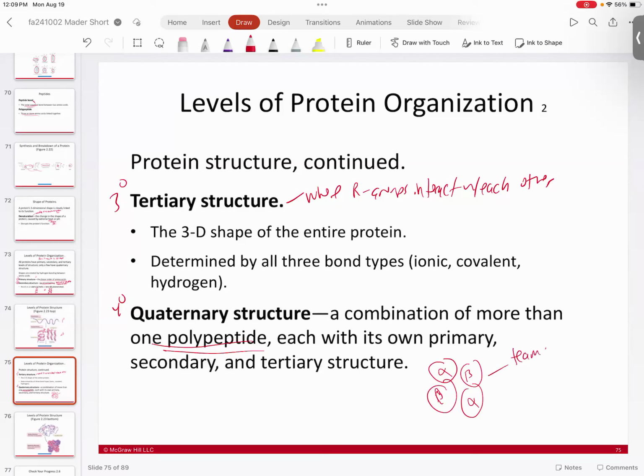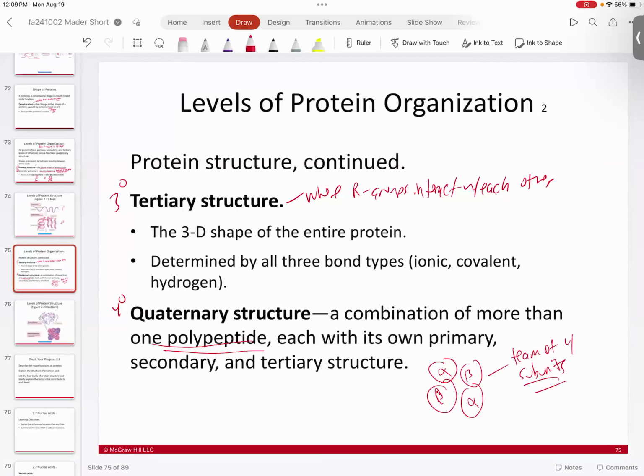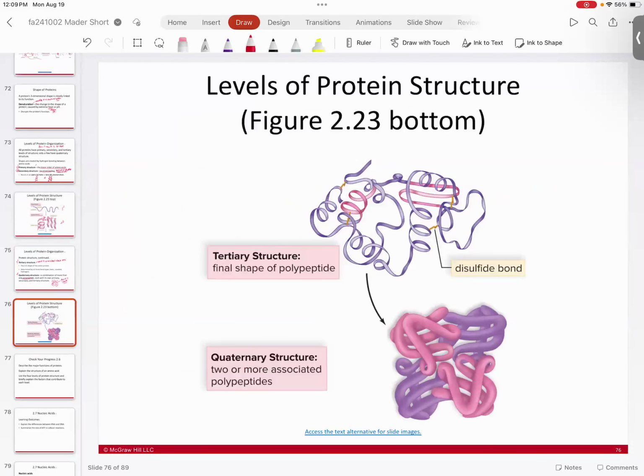So it's a team of four subunits, each one of which is folded up in tertiary structure. But because it's a complex or a team, it forms quaternary structure. This is what it looks like.